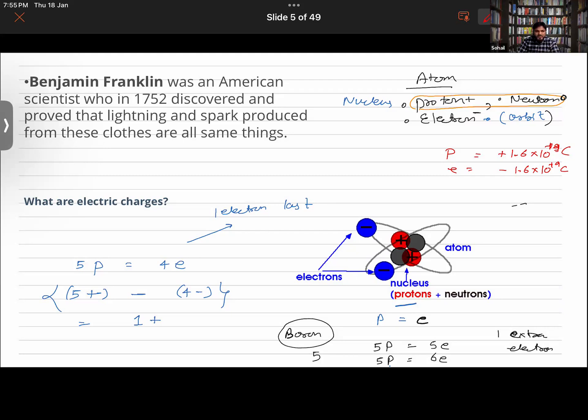So far, what are the things we discussed? We discussed positive and negative atoms. How does an atom become positive? When an atom loses an electron, it becomes positive, since the number of protons is greater than the number of electrons.